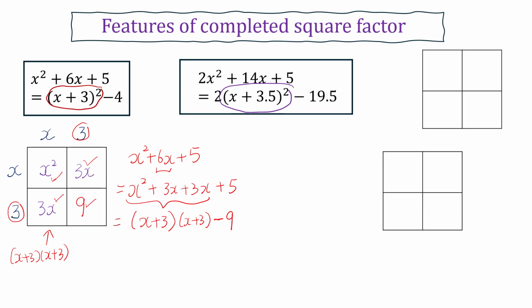However, what I have originally here, I only have x squared plus 3x plus 3x. Therefore, I need to take away my 9 to get back my x squared plus 3x plus 3x. And of course, not to forget, I have to continue my plus 5. Can't throw it away. So I can make this a completed square.